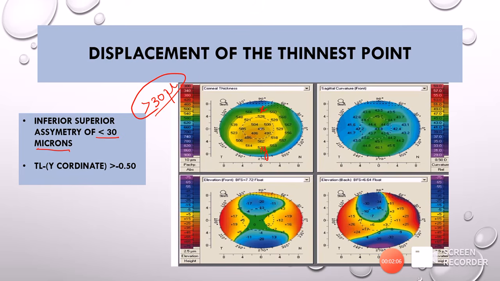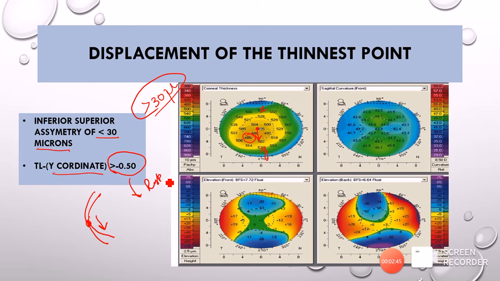Similarly, you have to find the thinnest point, and suppose in this picture the thinnest point is about 485. Then you have to calculate the vertical displacement of the thinnest point from the center. Normally the thinnest point is present in the center. The cornea is thinnest at the center and thickest at the periphery. So if there is any inferior displacement of this thinnest location, represented by the y coordinate, and it is more than 0.5, it indicates that there is a risk.